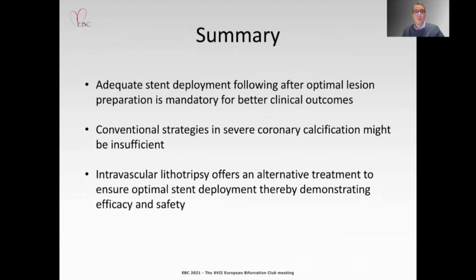Therefore, I would like to conclude that adequate stent deployment following optimal lesion preparation is mandatory for better clinical outcomes. Conventional strategies in severe coronary calcification might be insufficient, and therefore intravascular lithotripsy offers an alternative treatment to ensure optimal stent deployment, thereby demonstrating efficacy and safety.